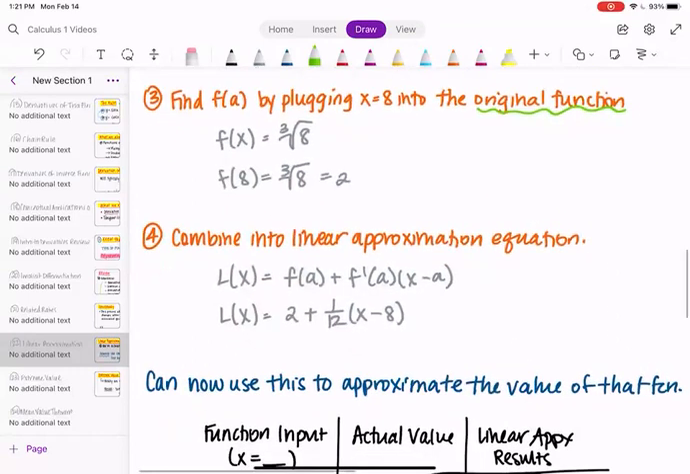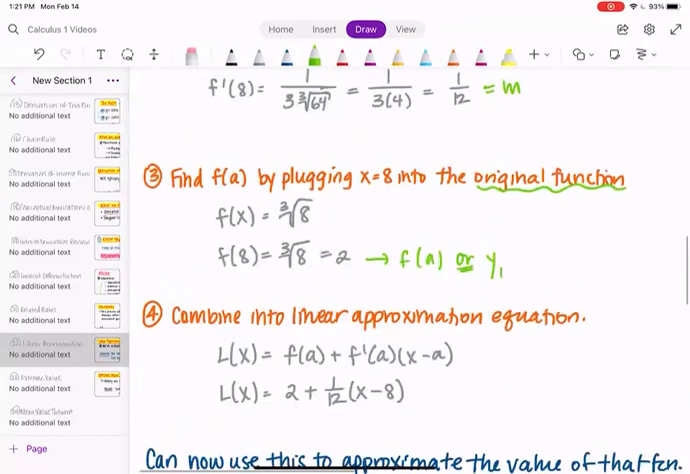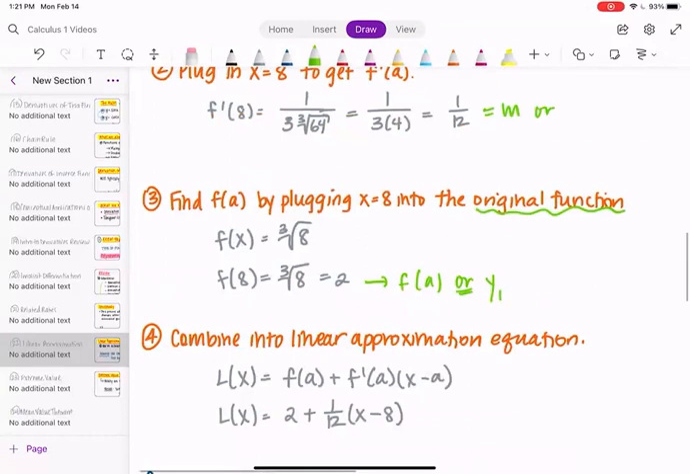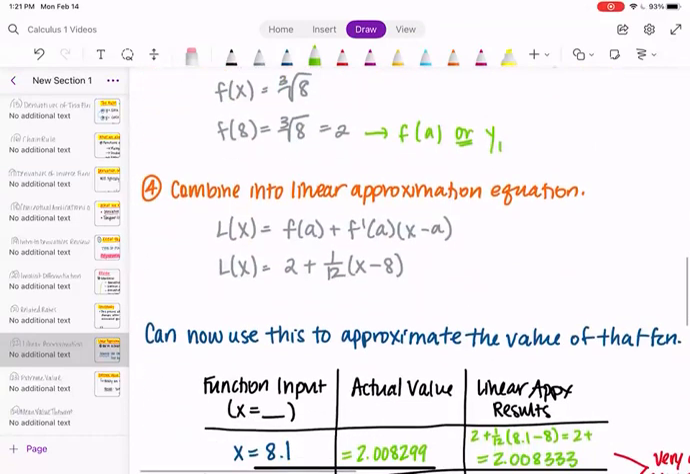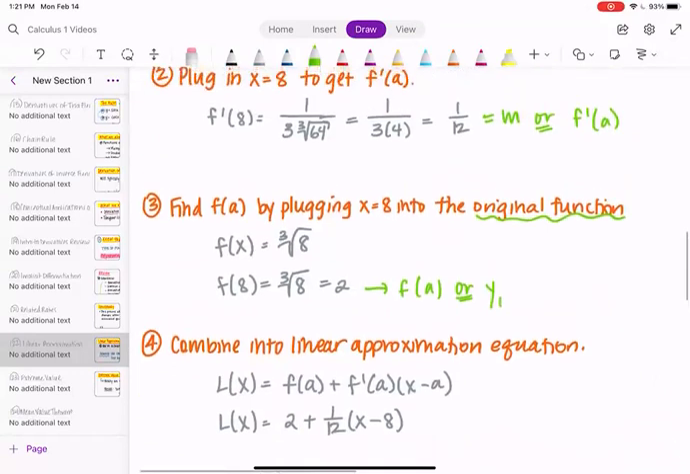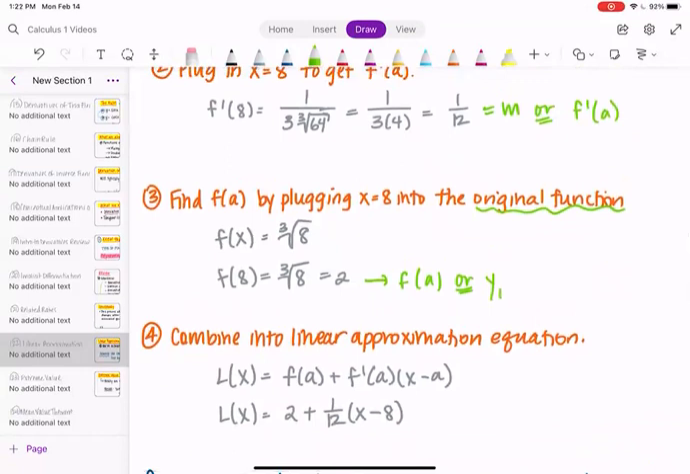So that's going to be our f of a, or what we call our y1. This is going to be m, or f prime of a. Then we're going to plug those values into the linear approximation formula, and we get this to be our answer, right? So what good does it do us in this form? Not a lot. Basically, we just found the equation of the tangent line. That's not anything new from what we've been doing.